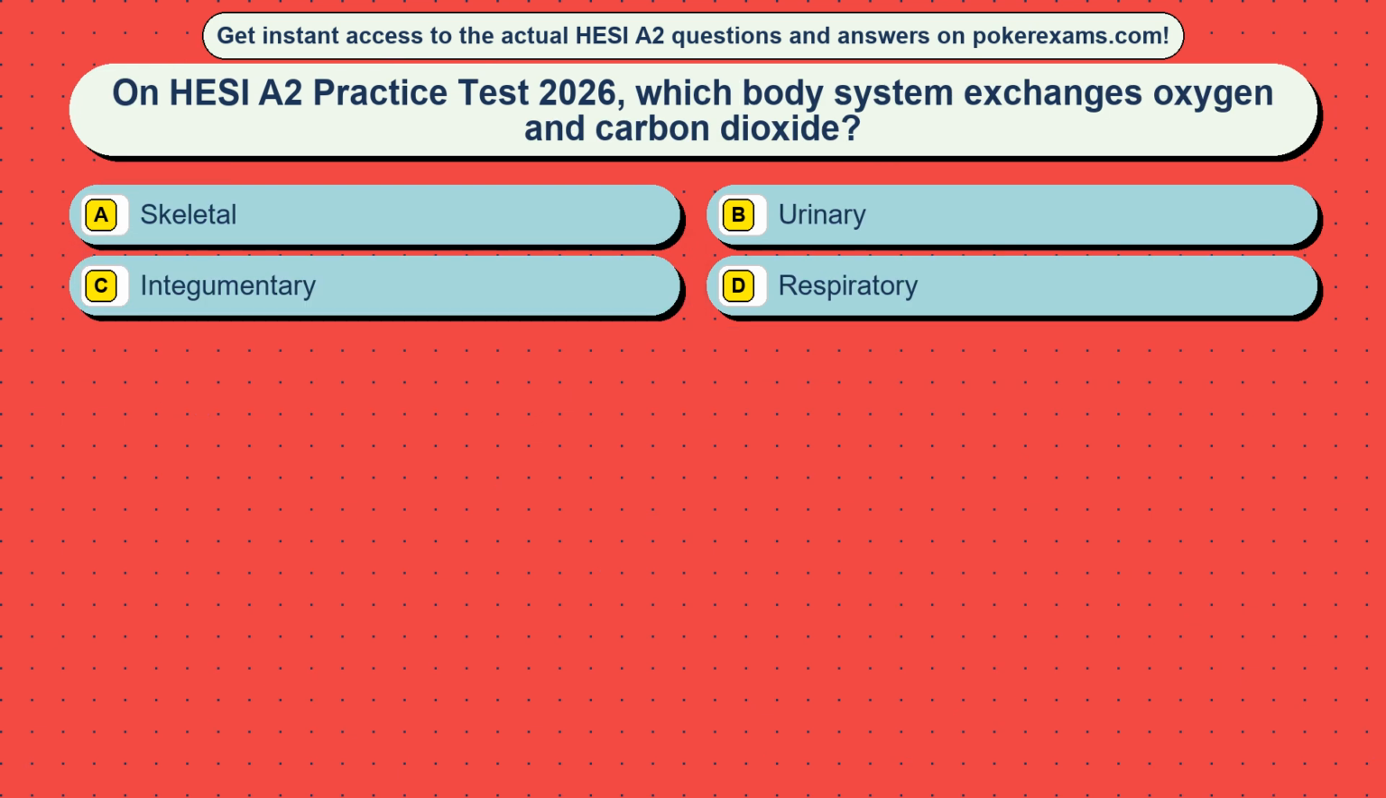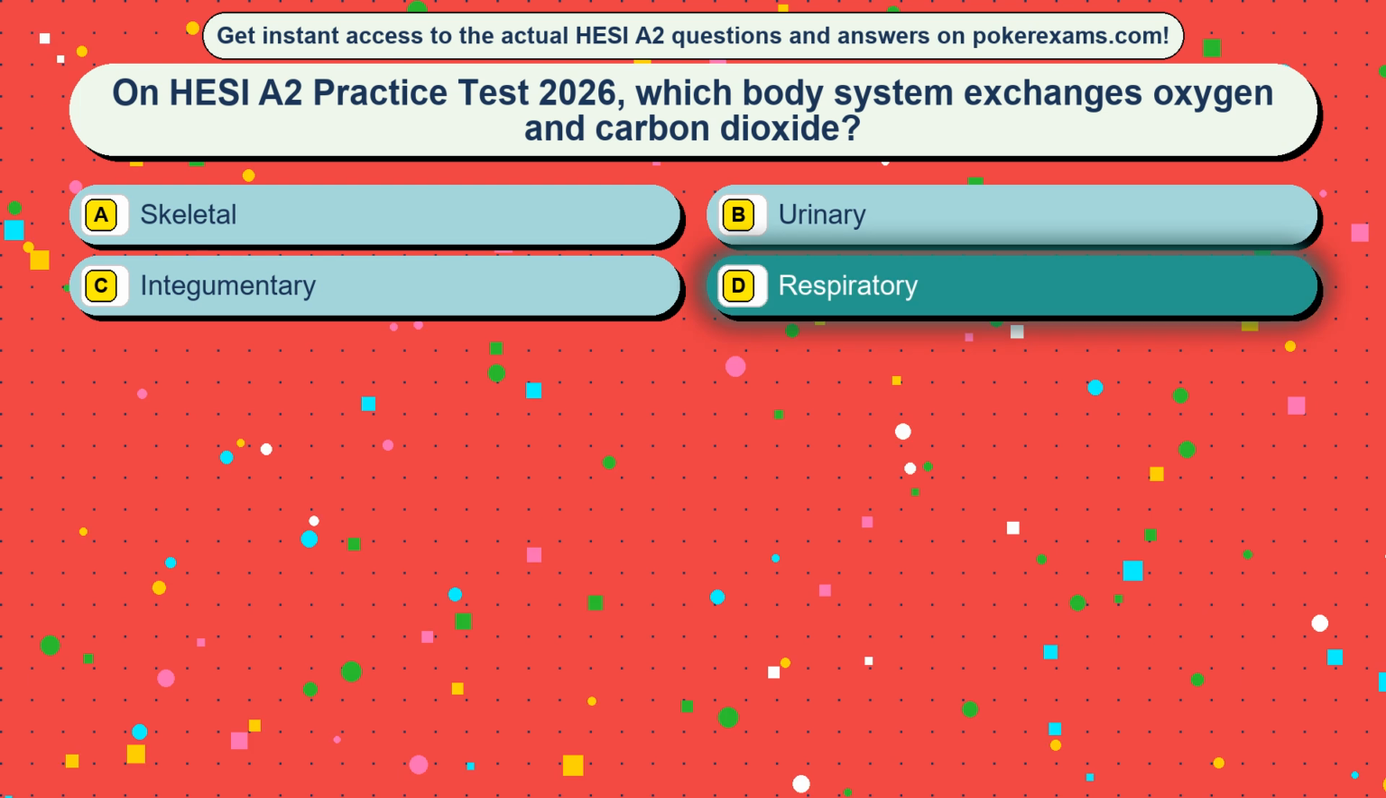Question 14. On HESI A2 Practice Test 2026, which body system exchanges oxygen and carbon dioxide? Option A, skeletal. Option B, urinary. Option C, integumentary. Option D, respiratory. The correct answer is option D, respiratory.